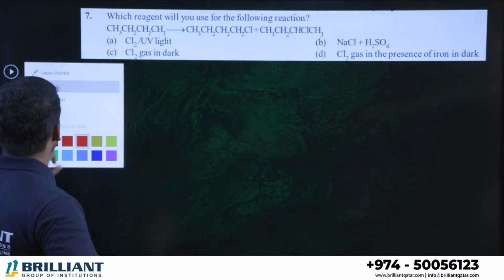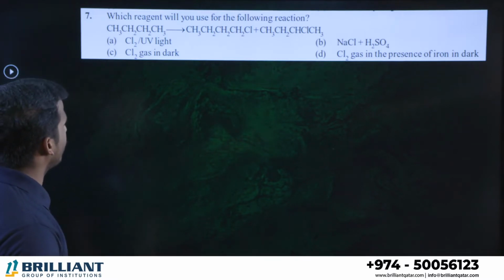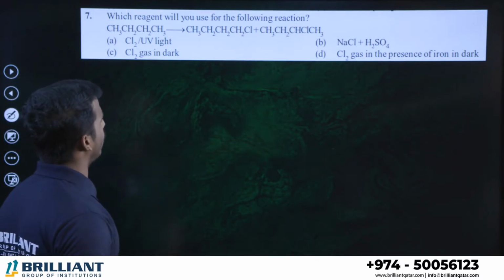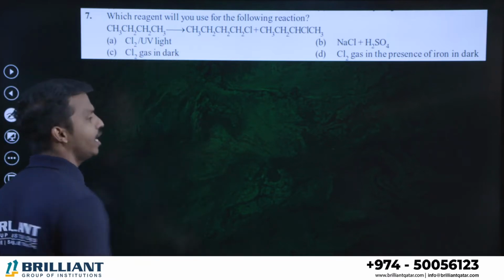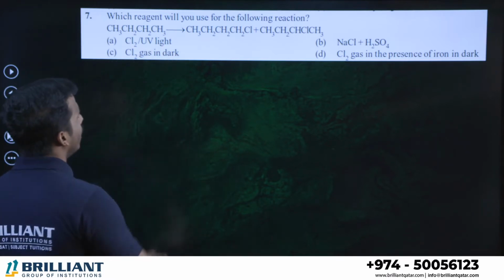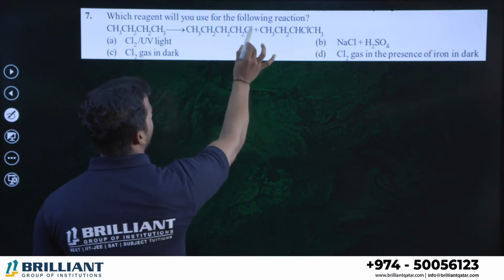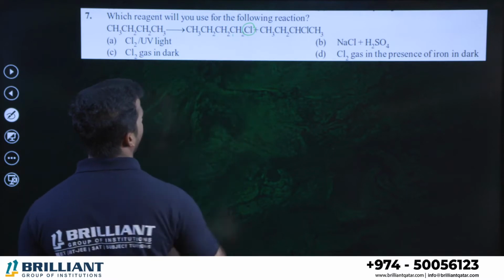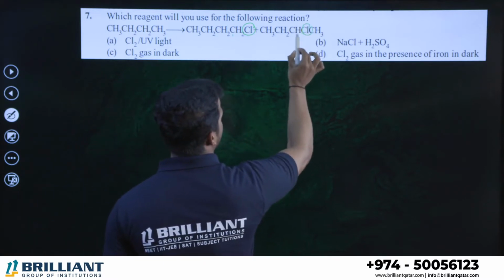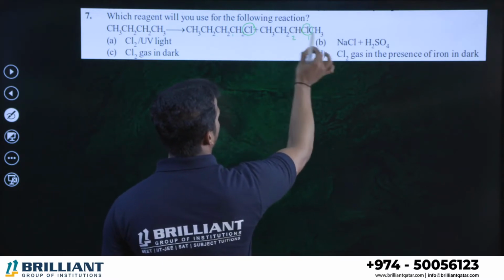Here we are going to question number 7. Which reagent will you use for the following conversion? Dear all of you, please observe. What is this compound? CH3, CH2, CH2, CH3. That is nothing but butane. To which you are adding which one? You can see here in the product, 1 chlorine is there on the first carbon. So 1-chlorobutane. Here chlorine is on the second carbon. Therefore it is called 2-chlorobutane.